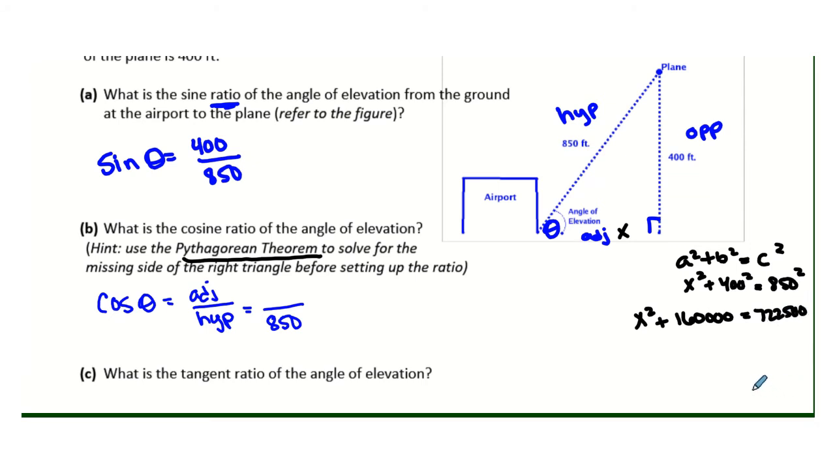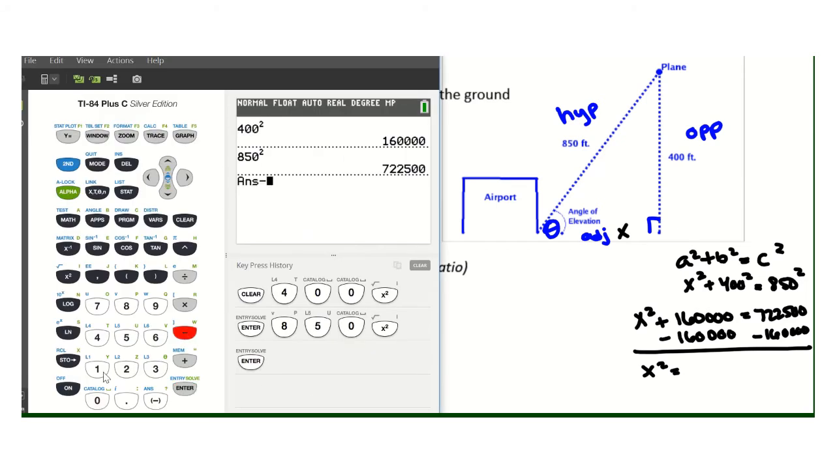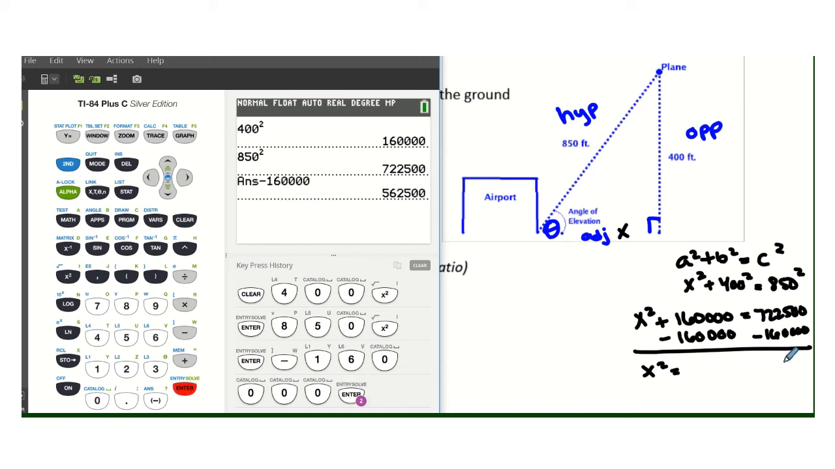Again, I have a quadratic equation. I don't have a b term, so the best way to solve this one will be to solve by taking square roots. So I'm going to subtract 160,000 from both sides and get x squared equals 562,500.